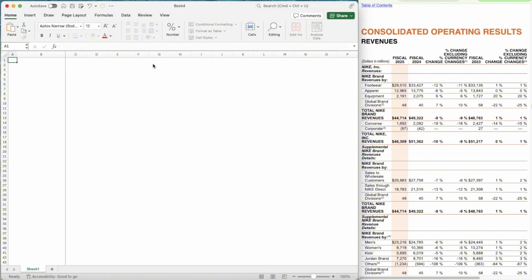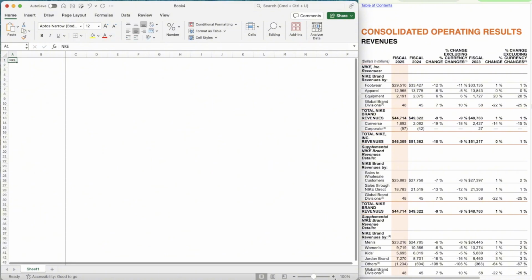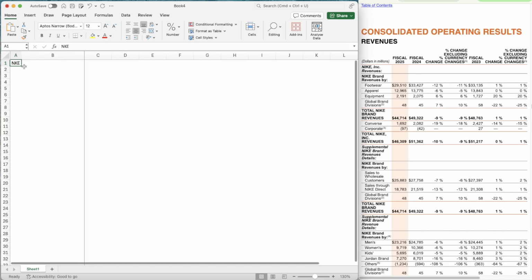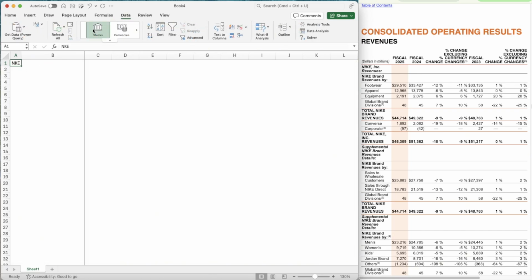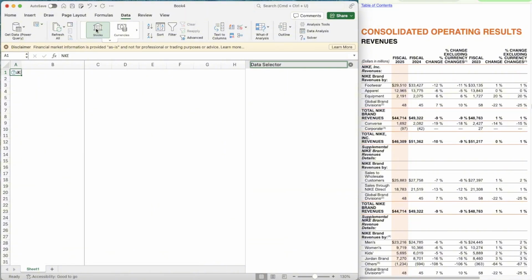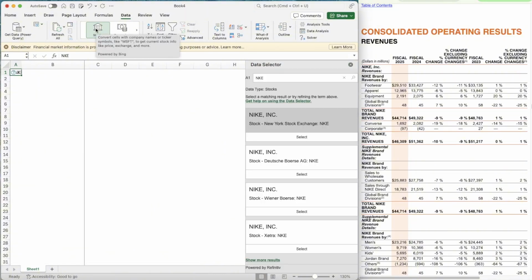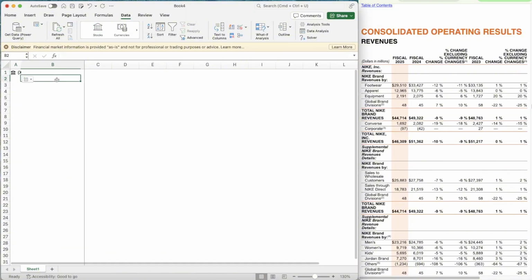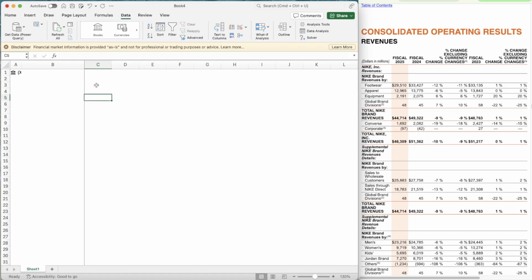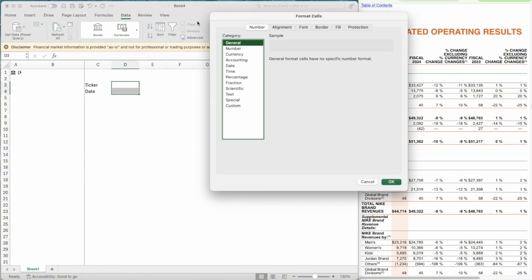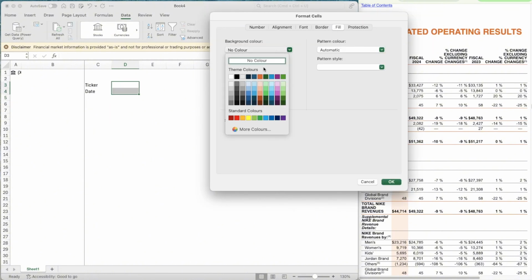Actually, do we want to put the ticker up there? I'll zoom in a little bit for you. So A1, put NKE, which is the ticker for Nike. Go data stocks. There we have it. That's one. Then go here, ticker, date, go.